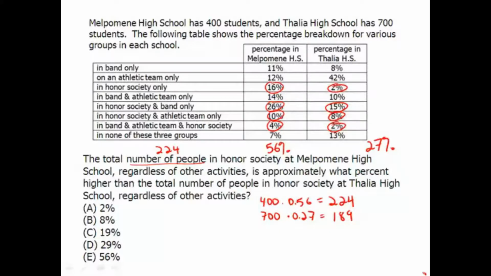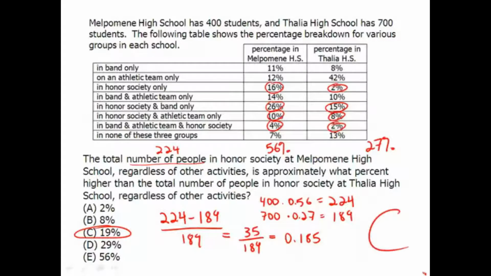Well, this is a hard one just to approximate, so we'll actually go ahead with the calculation. Percent increase, this would be 224 minus 189 over 189, which would equal that difference, 35 over 189. On the calculator, that comes out to about 18.5. We round up to about 19%, and that's the answer choice C.